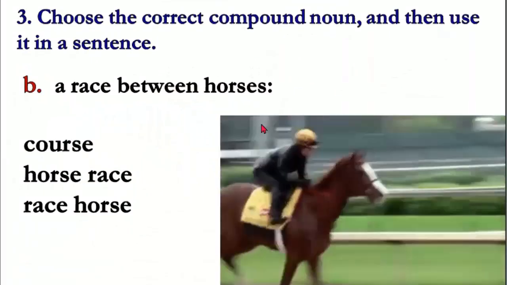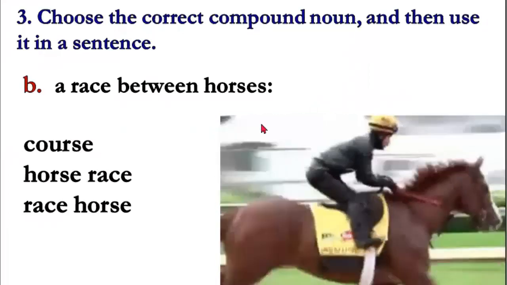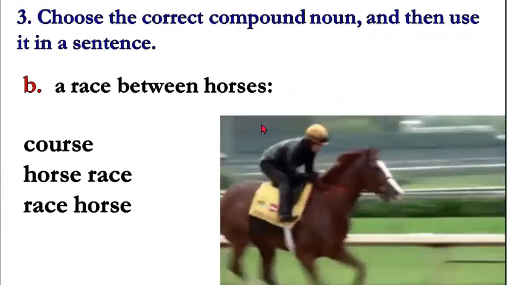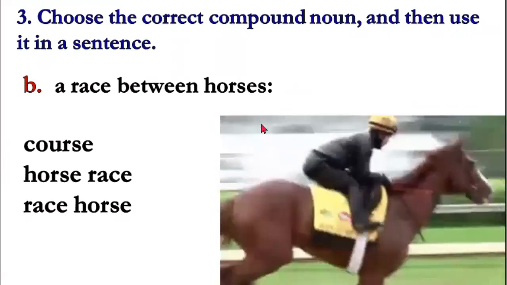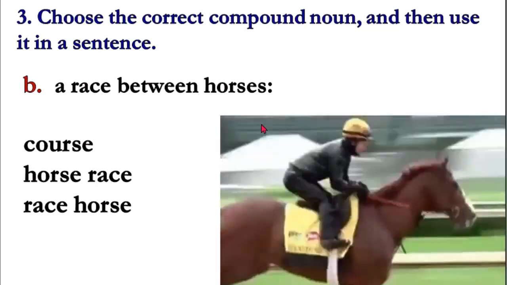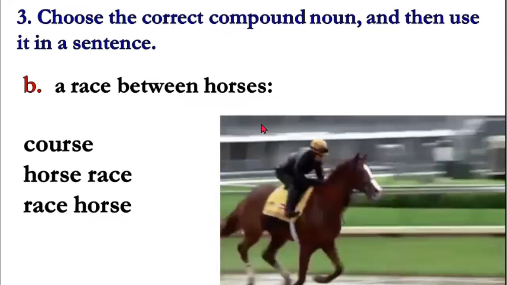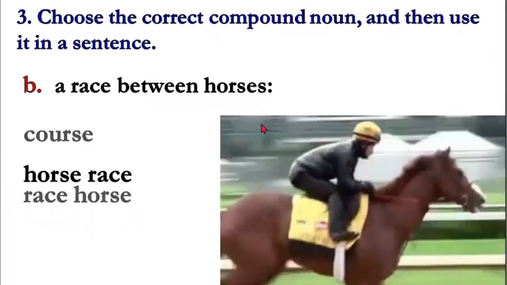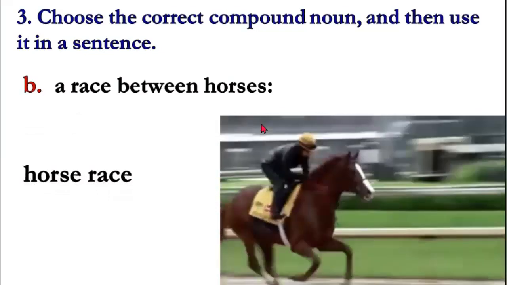B, a race between horses. If we are having a race for horses, is it course, horse race, or race horse? Who can tell me? Yes, exactly. It's a horse race. Horse race, it's between horses.